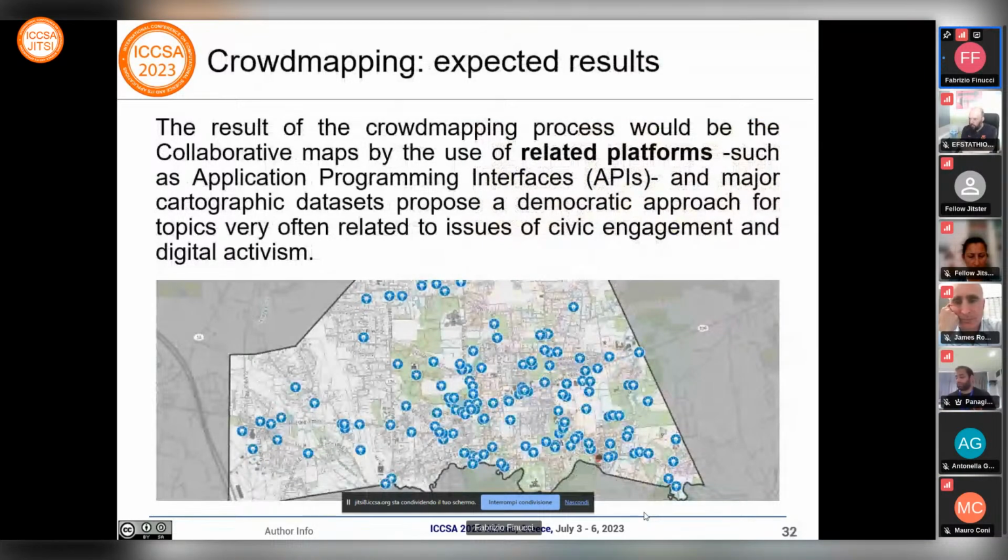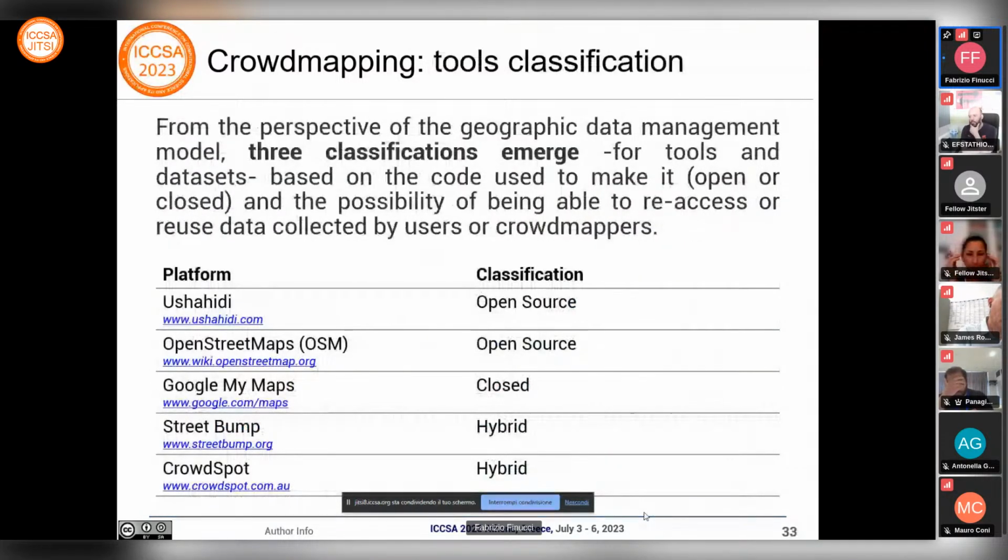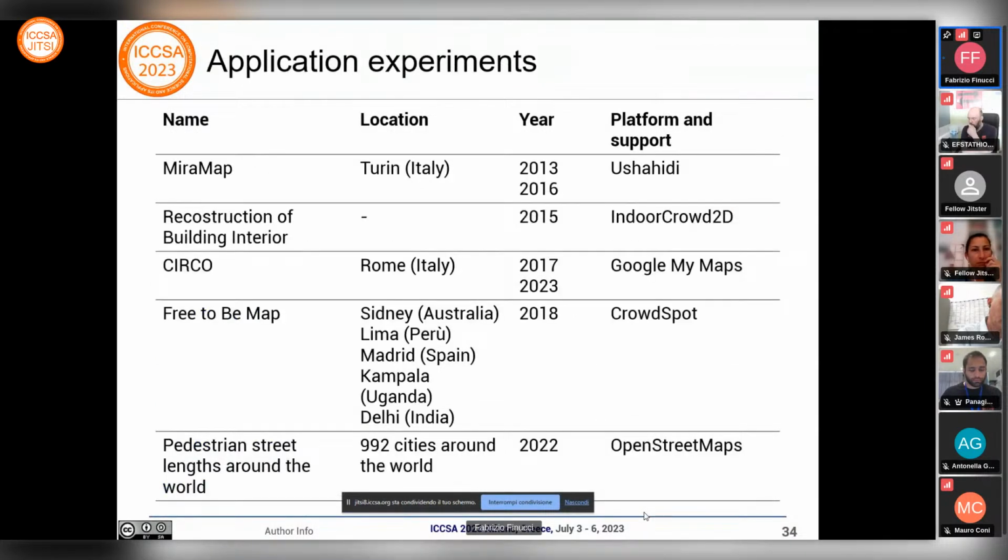The result is a map that is built in a collaborative way, and that again can be used for individual choice, or for example for an active exploration or learning about an urban area that can be done by and with the community. Of course, the important things are the platforms that are developed where this crowd mapping can be inserted. There are sources that are open, closed or hybrid, and this is connected with the kind and the depth of the use that we can make of the data that are in.